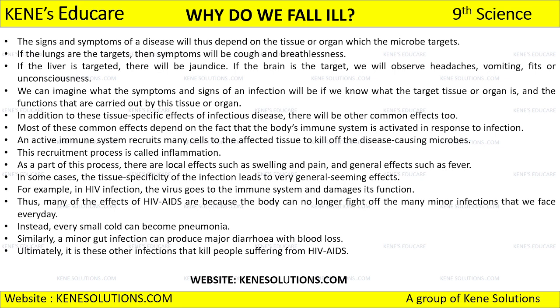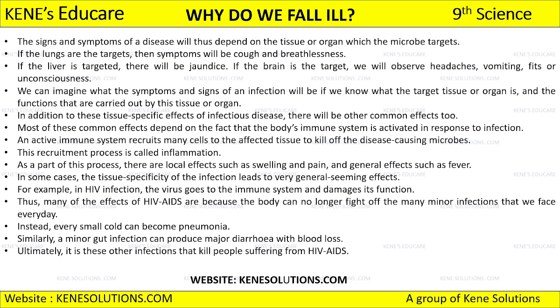So if the lungs are the target of the microbes, then the symptoms that you will see are cough and breathlessness. Okay. If the liver is targeted, then there will be jaundice. Okay. And if the brain is the target, we will observe headaches, vomiting, fits, or unconsciousness. Okay, so if any specific organ is getting targeted, the symptoms of each and every organ are going to be different. So we can imagine what the symptoms and signs of an infection will be if we know what the target tissue or organ is and the functions that are carried out by this tissue or organ.